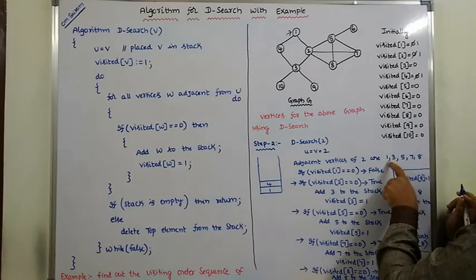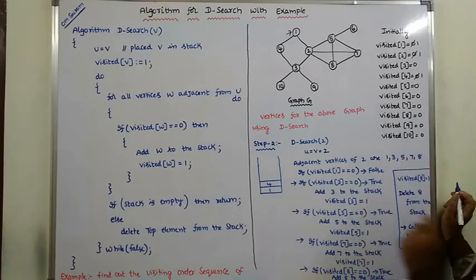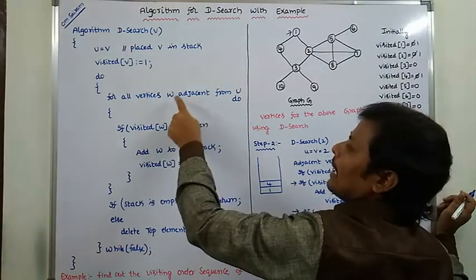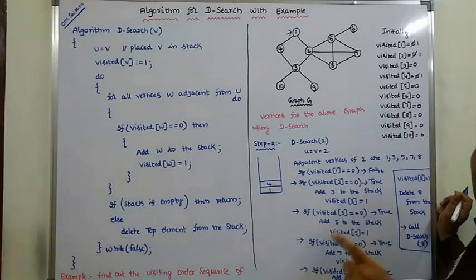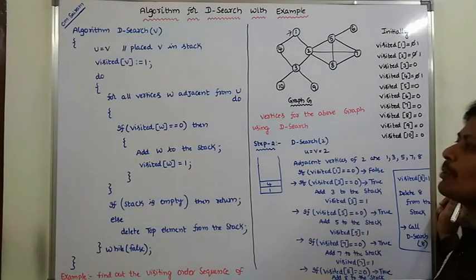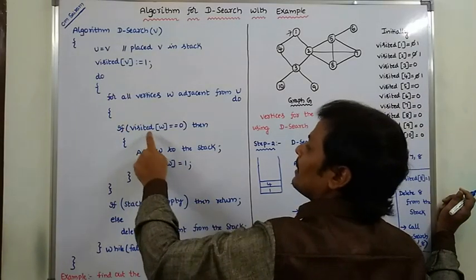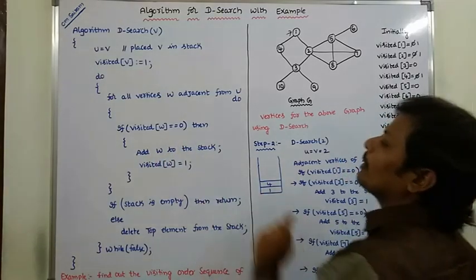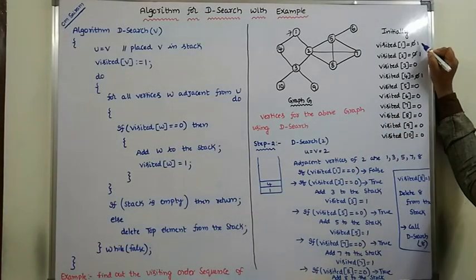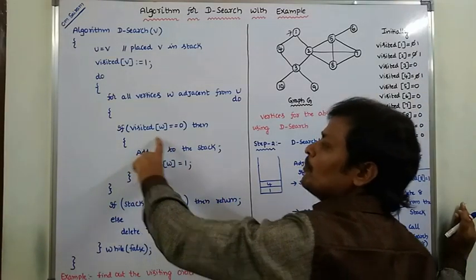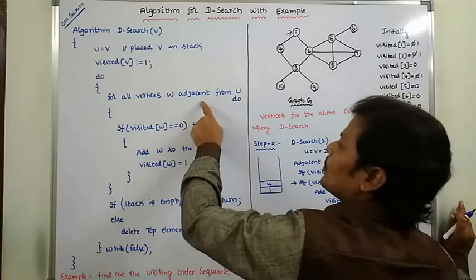First, W is equal to 1. Brace begin. Vertex 2 has the adjacent vertices 1, 3, 5, 7, 8, so among them W is first taken as 1. Brace begin, if visited of W is equal to 0: visited of 1 is equal to 1, so this is false. There is no need to go to the if block. Again control goes to the for loop.